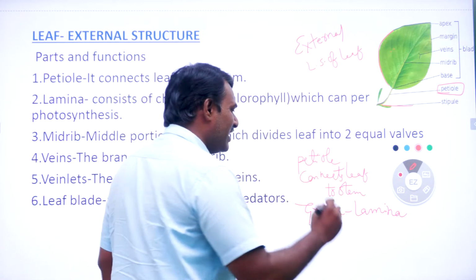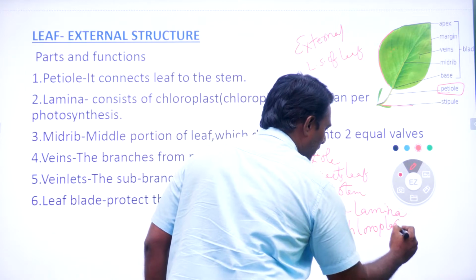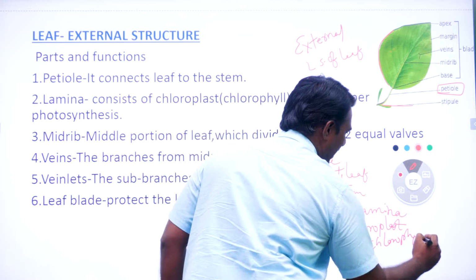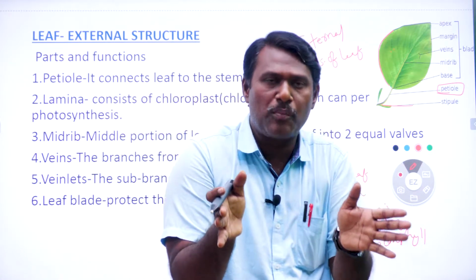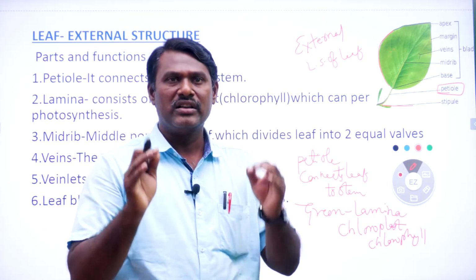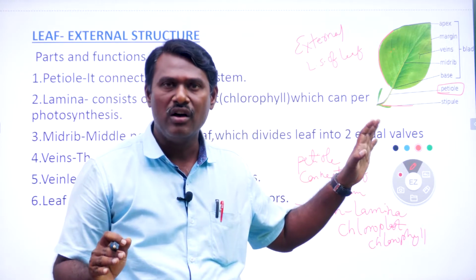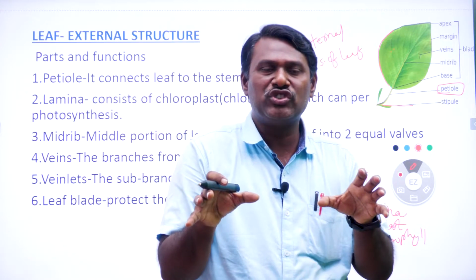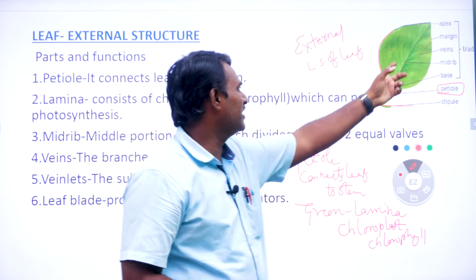This lamina consists of chloroplasts with chlorophyll. Because of the presence of chloroplasts with chlorophyll, the lamina is mainly involved in a special process that we are going to discuss now, called photosynthesis. So the main part of the leaf involved in photosynthesis is the lamina. This green colour part is called the lamina.